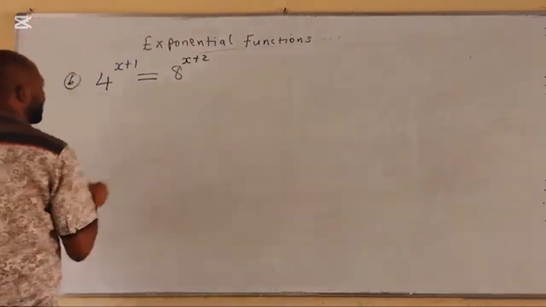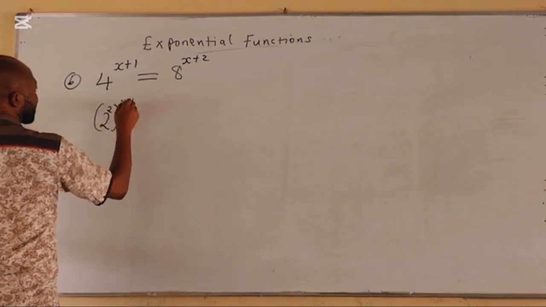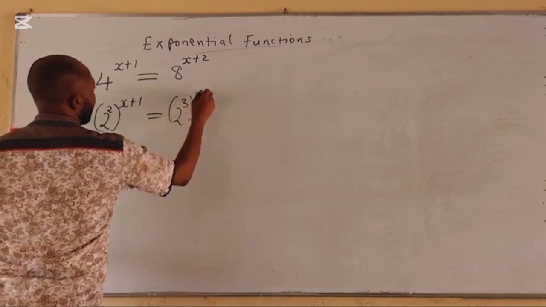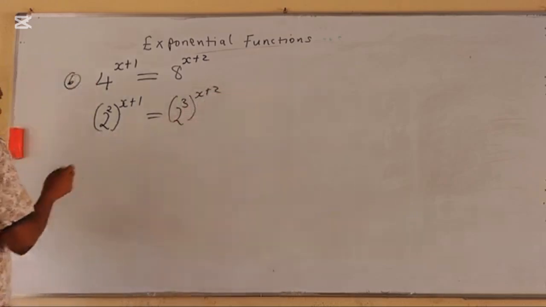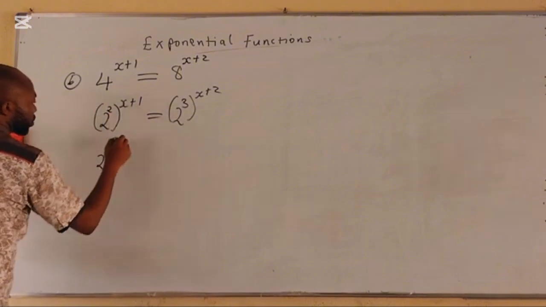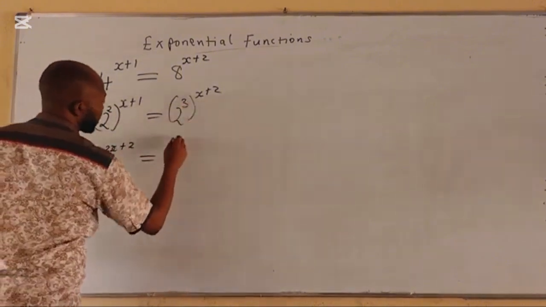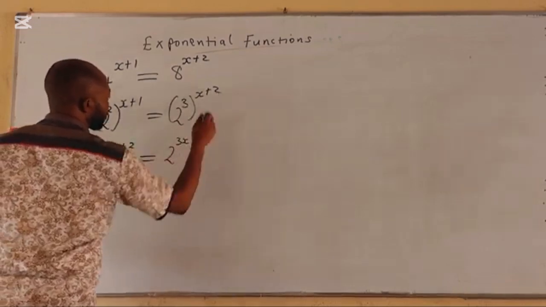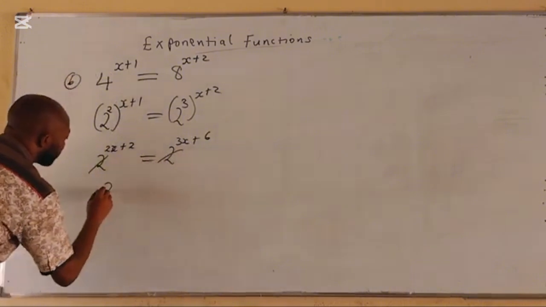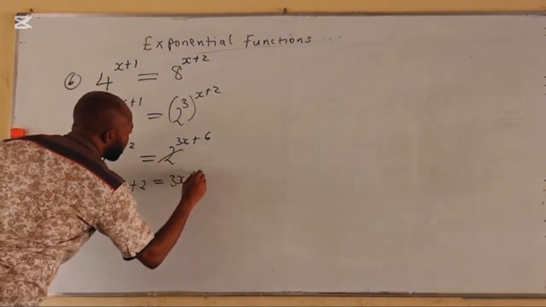Bring them to the same base. This becomes 2 raised to the power 2 times x plus 1, is equal to 2 raised to the power 3 times x plus 2. Power's law, you multiply. 2 raised to the power 2 times x is 2x, 2 times 1 is 2, is equal to 2 raised to the power 3 times x is 3x plus 3 times 2 is 6. I can cancel this. I have 2x plus 2 is equal to 3x plus 6.